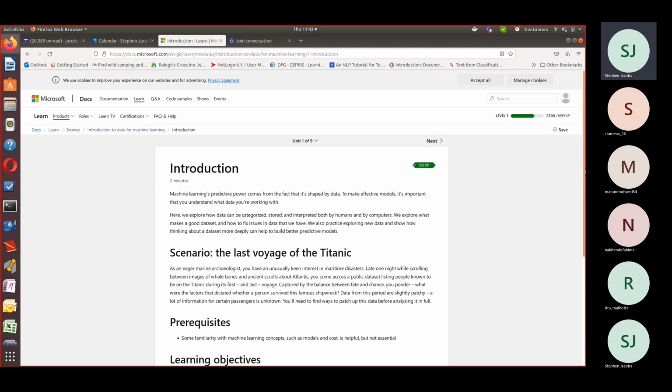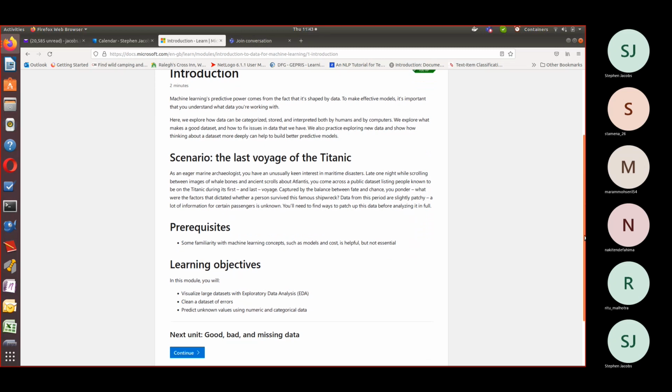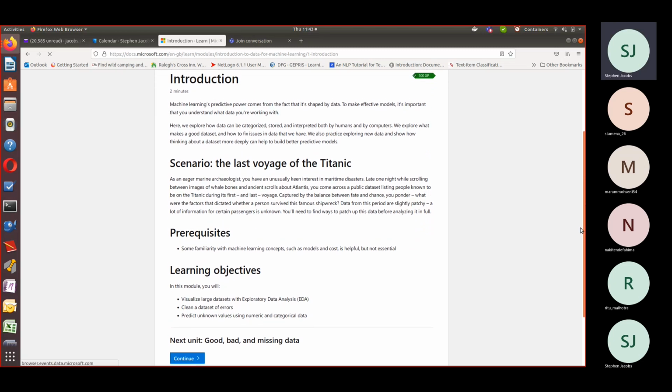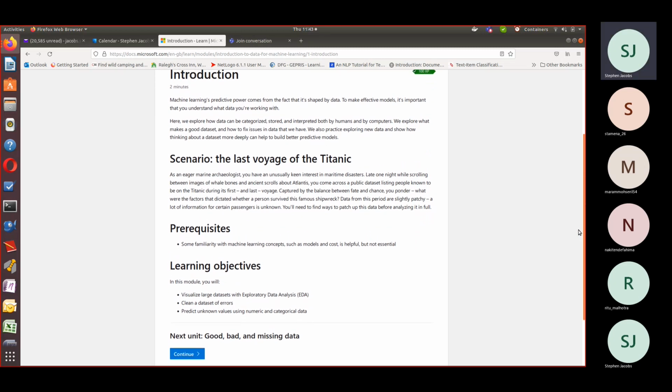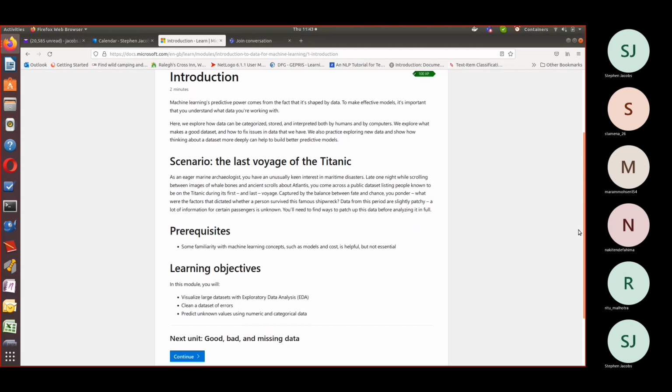There's the introduction. Have a quick read. Last voyage of the Titanic. Excellent. Have a quick read of that, and then we'll move on.